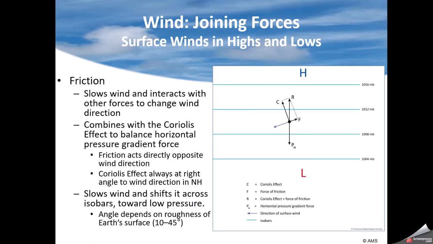Finally, we add friction. Friction just reduces the wind effect. It slows wind down. So by slowing it down, it actually reduces the Coriolis effect a little bit and allows the wind to turn away from high pressure and towards low pressure. So what happens is, if you look at a map, you will see winds blowing slightly away from a high pressure system around it and slightly towards low pressure systems.